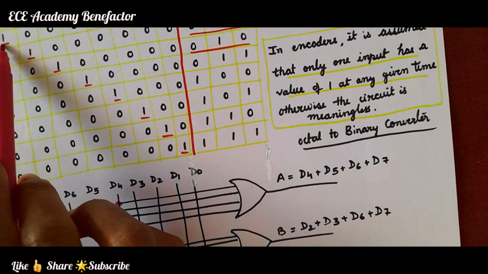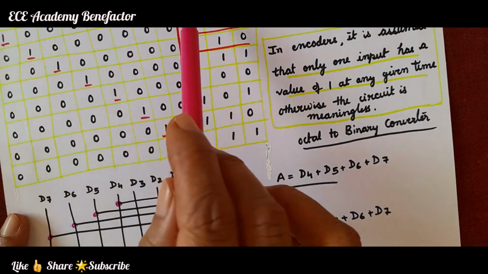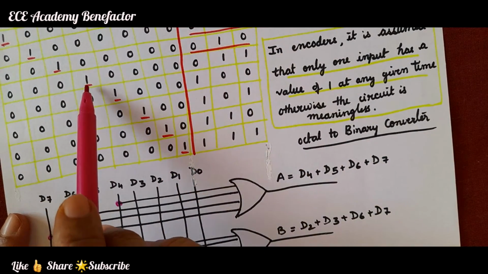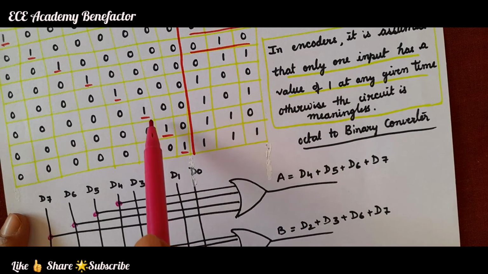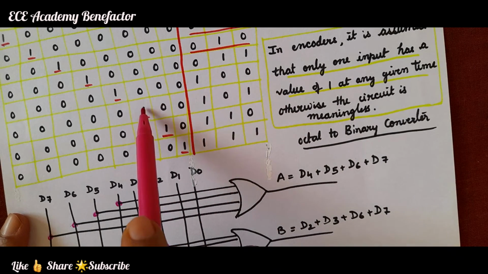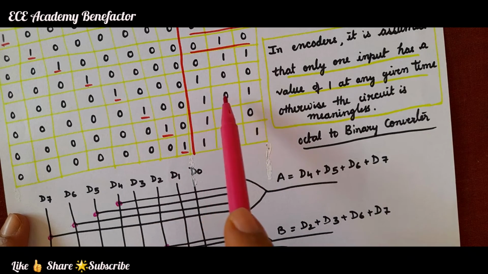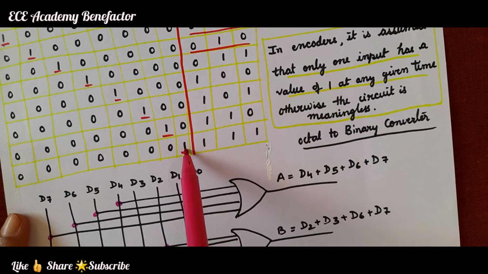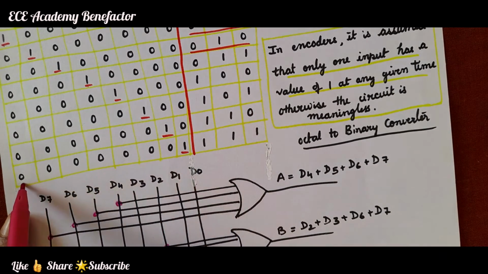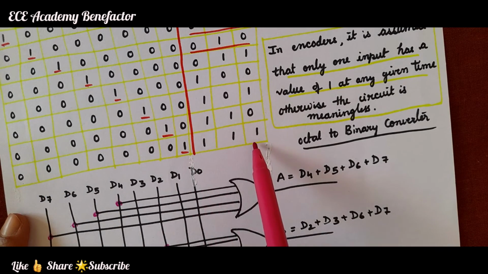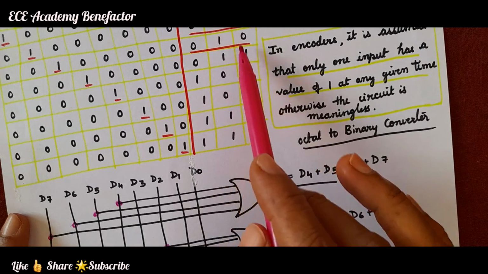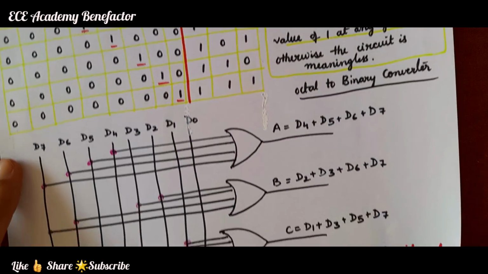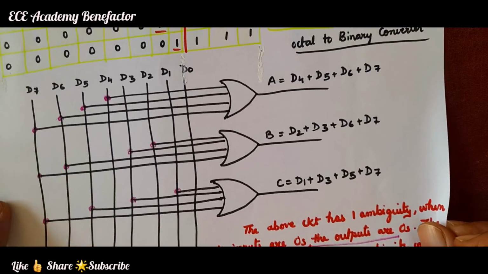So when D0 is 1, the output will be 000. When D3 is 1, the output will be 011. When the input D5 is high, the output will be 101. When D7 is high and all other inputs are low, it will be 111. So based on this we have written the A expression, B expression and C, and have drawn this logic diagram.